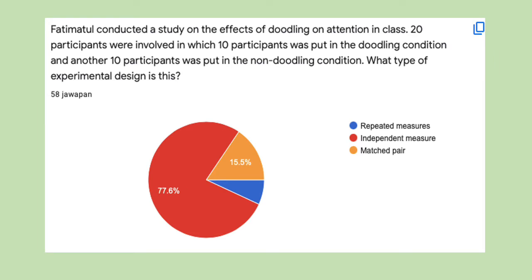Alright, now the last question. Fatimatul conducted a study on doodling and on attention in class. 20 participants were involved. 10 goes to doodling, 10 goes to non-doodling. What type of experimental design is this?